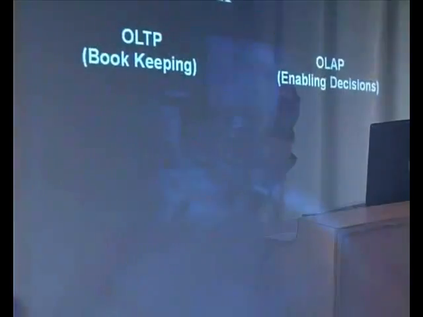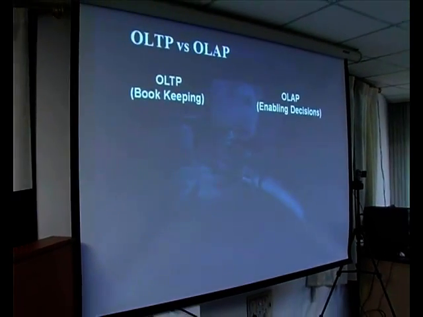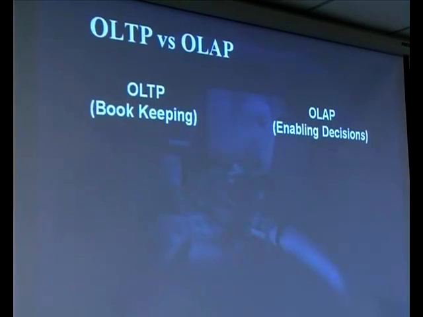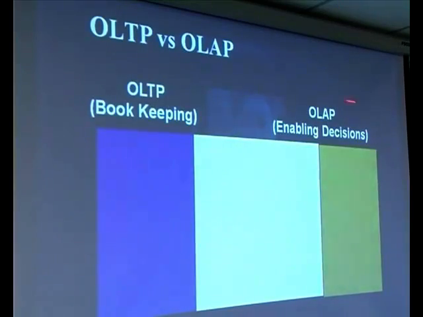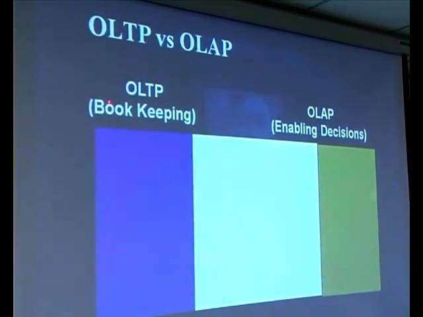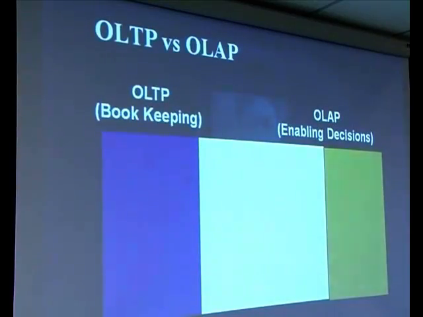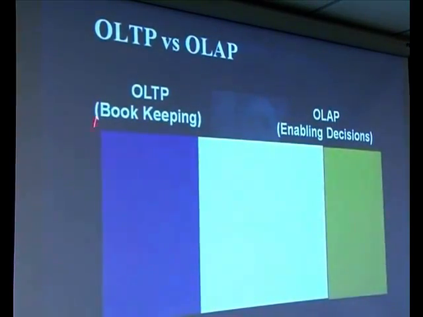OLTP is used for managing the day-to-day operations of an enterprise, whereas OLAP is used to manage the business across all the enterprises. I explained this earlier, but for the benefit of students, I am explaining once again the basic differences between OLTP and OLAP. In a simple way, OLAP is used for enabling decisions. That means for decision support system based applications, we use OLAP systems. Whereas the record keeping system or bookkeeping system is nothing but OLTP system. Day-to-day operations in a bank, day-to-day operations in a university, they are all bookkeeping systems.